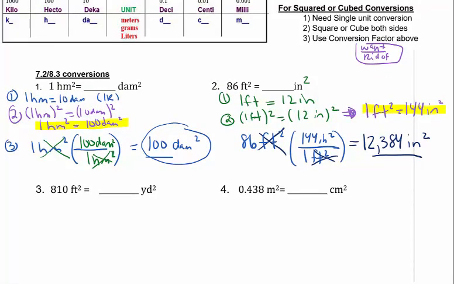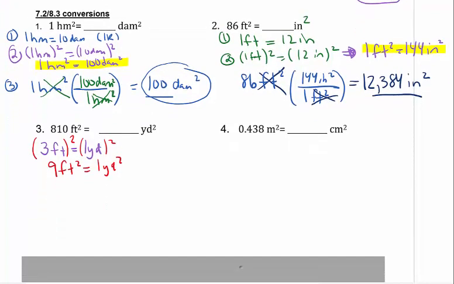Going to number 3, we're doing feet squared to yards squared. So we're still going to start with our single units, which would be 3 feet equals 1 yard. We need to square both of those sides. So when I square, I'm going to get 9 feet squared equals 1 yard squared. That is my conversion factor here. So I have 810 feet squared. You have to be careful here. What I want to get rid of is the feet squared, so the 9 feet squared goes on the bottom. The 1 yard squared goes on the top.